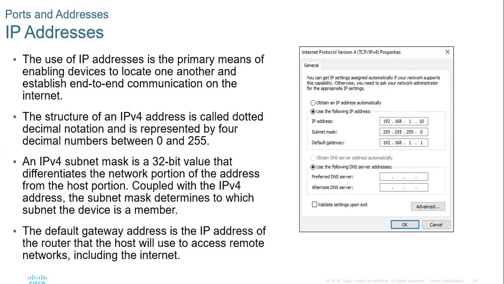from the host portion. Coupled with the IPv4 address, the subnet mask determines to which subnet the device is a member. The default gateway address is the IP address of the router that the host will use to access the remote networks, including the internet.